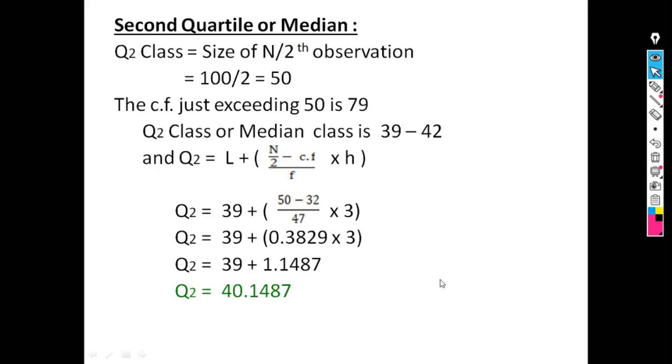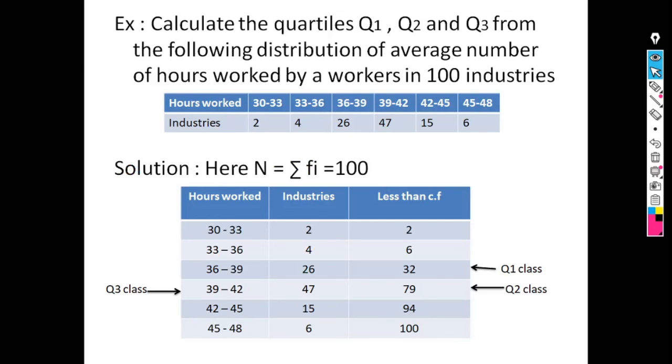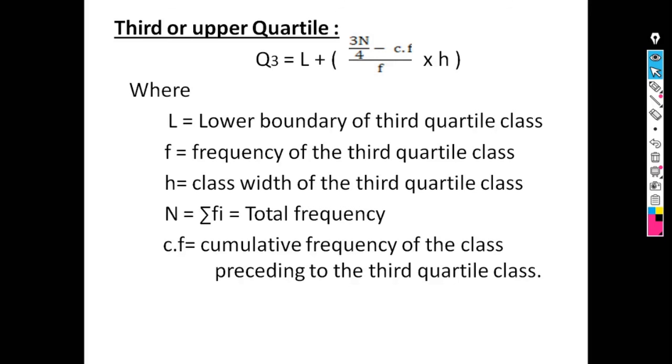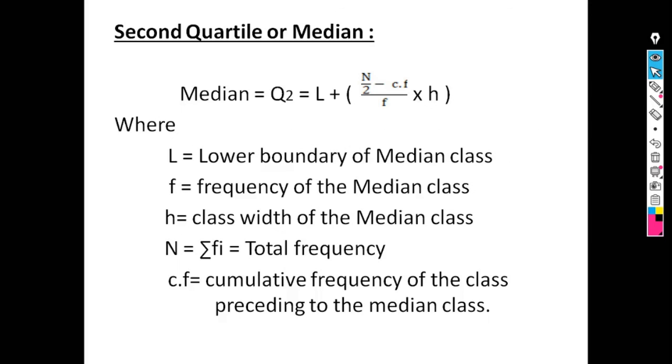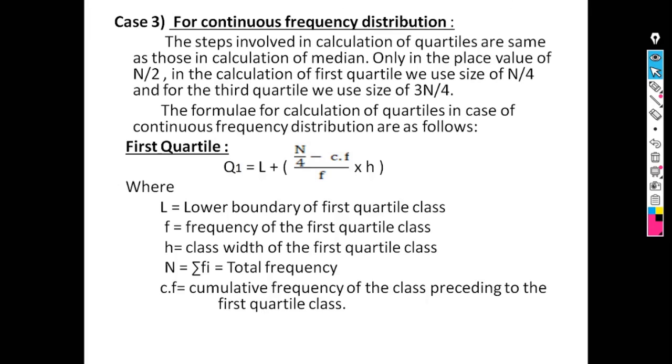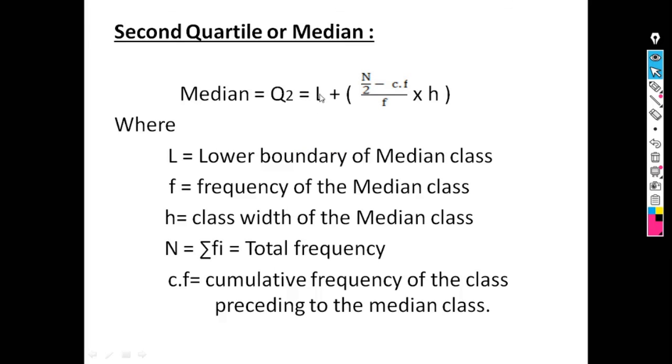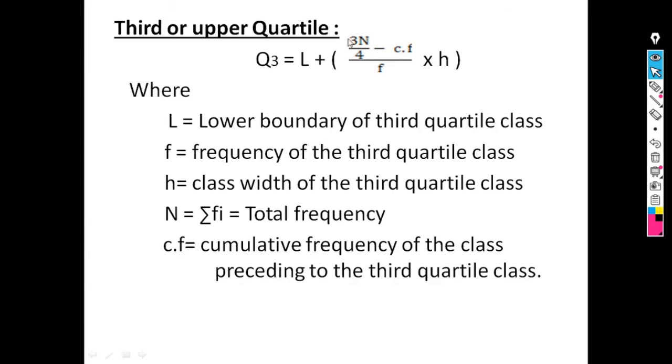In this way we can calculate the quartiles for continuous frequency distribution. The formula for Q1 is equal to L plus n by 4 minus CF upon F into H. For Q2 it is L plus n by 2 minus CF upon F into H. And the formula for Q3 is L plus 3n by 4 minus CF upon F into H.